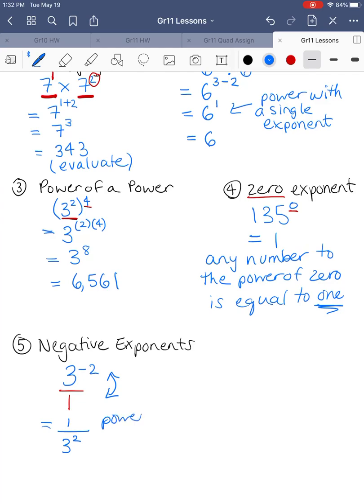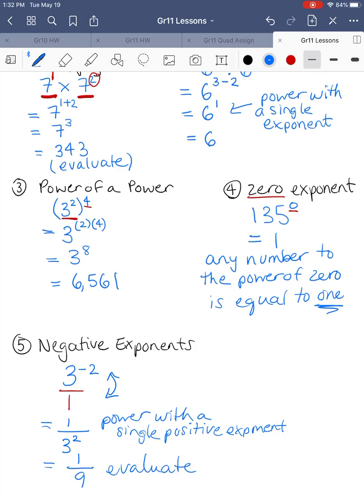So let's write that down. So we have a power with a single positive exponent. And now we can evaluate because 3 to the power of 2 gives us 9. So our answer here is 1 over 9.